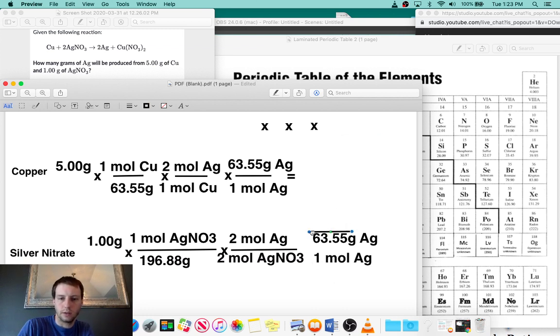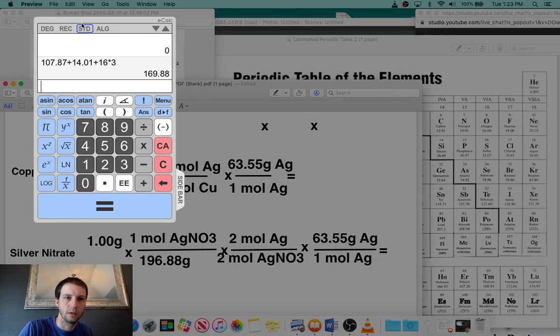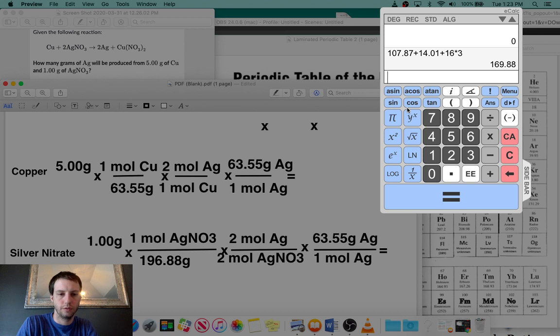All right. I'm sure you get the idea by now. Here's where we make our money. We're going to now plug it in. Let's go with copper first. 5 times, I'm going to do every single one just to show what I'm doing, times 1. I'm multiplying all the numerators across here, times 2, times 63.55.